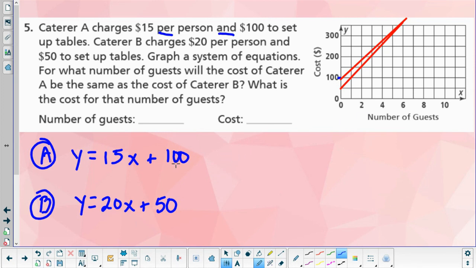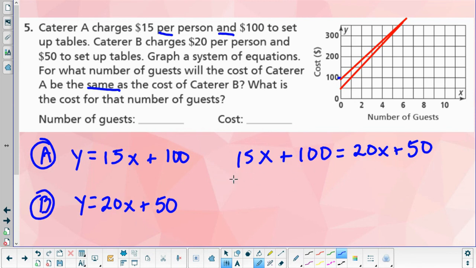So we're going to chop off the y's, and we're going to say 15x plus 100 equals 20x plus 50. Because we want to know, it says, for what number of guests will the cost of caterer A be the same as caterer B? So we want them to be equal to each other.